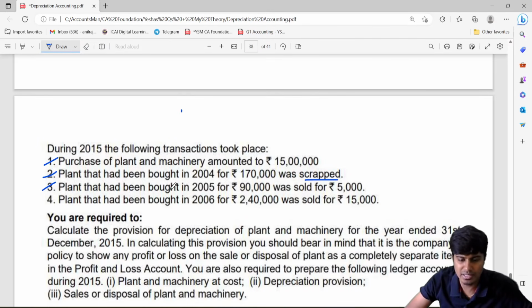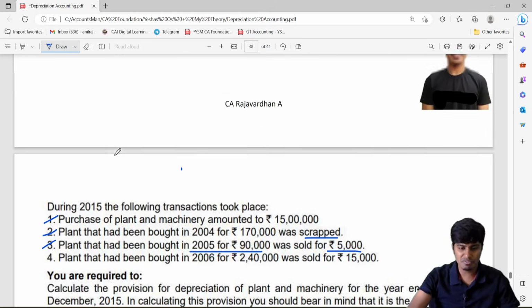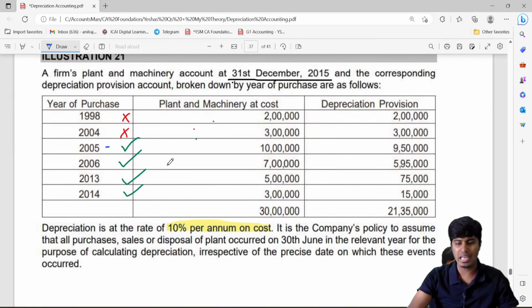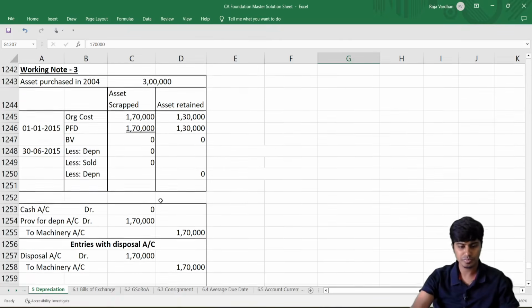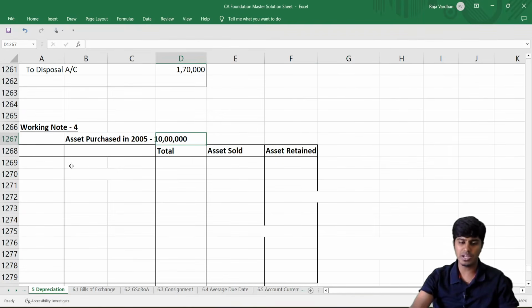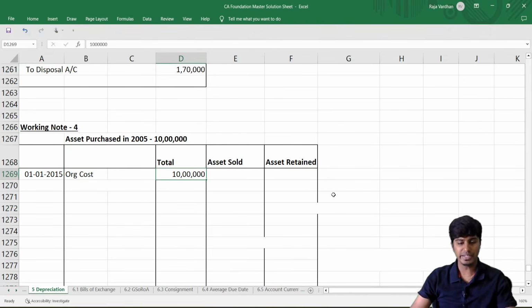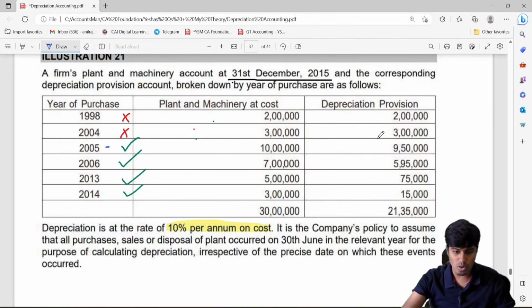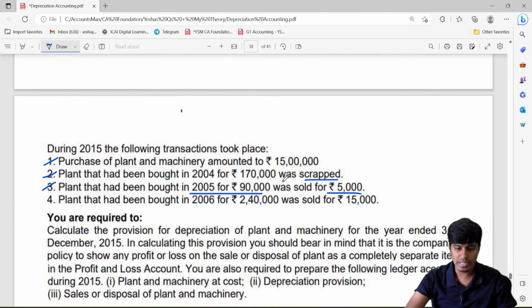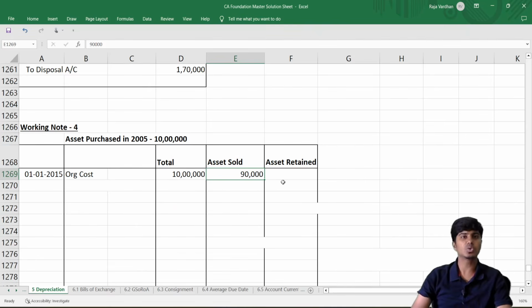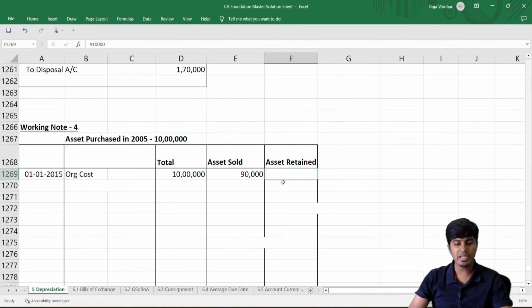Then we have a plant that had been bought in 2005 for 90,000 and was sold for 5,000. So in 2005 we had a plant of 10 lakh. Let us do one working for this. In 2005 we had a plant worth 10 lakh, with original cost being 10 lakh. The part of the asset which is sold amounted to 90,000. So I'll say the cost of the asset sold is 90,000. The cost of the asset retained will be 9 lakh 10, that is 10 lakh minus 90,000.